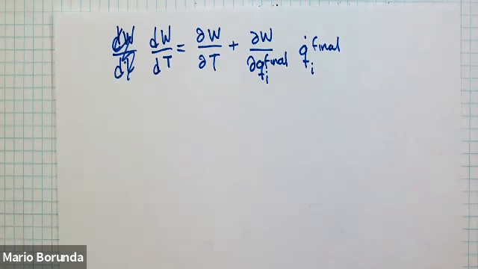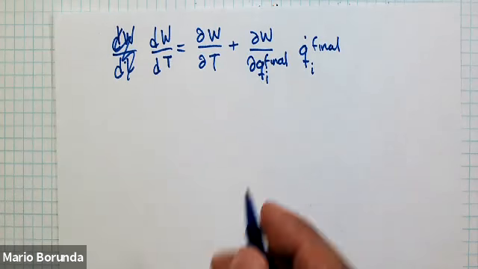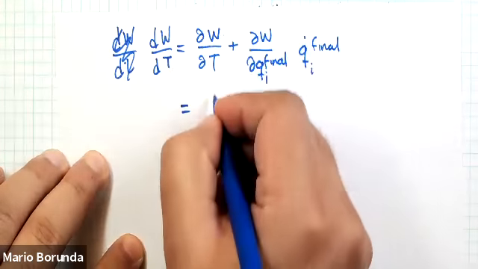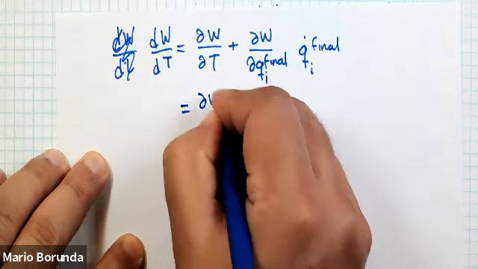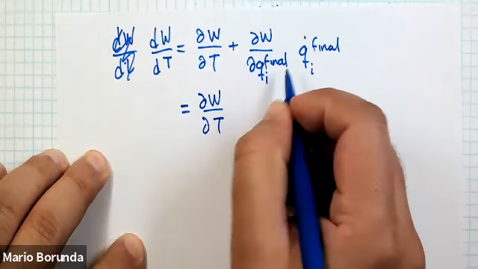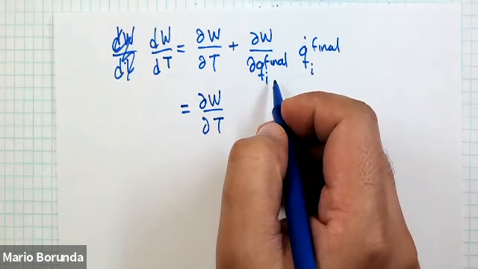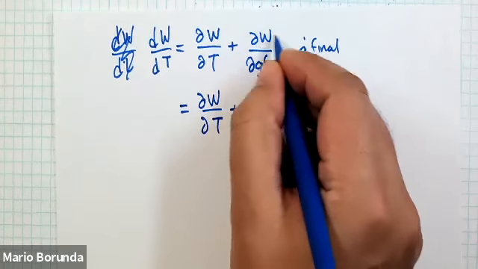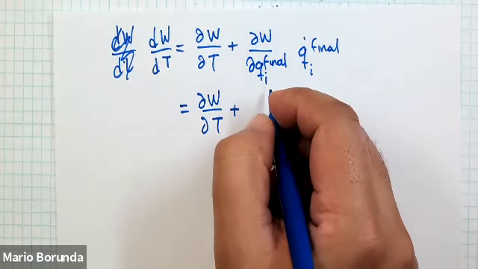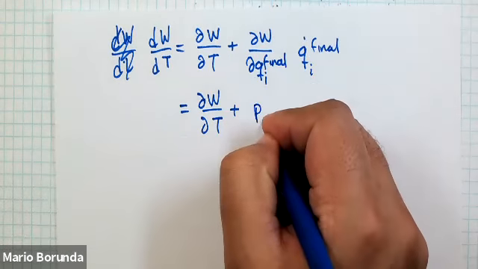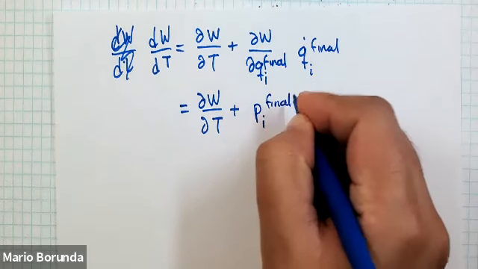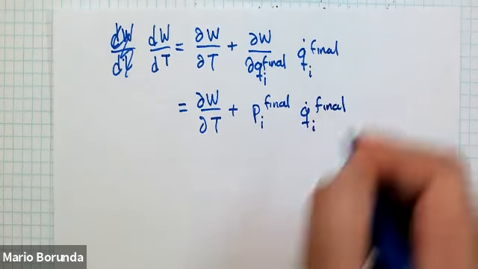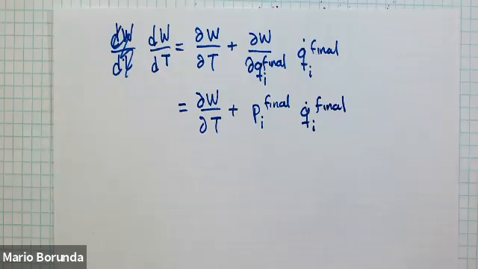So if we do that, this term stays there. But then this one, dW final, we already know what that is from before. This is my pi final, and then I have the qi final. Questions there?